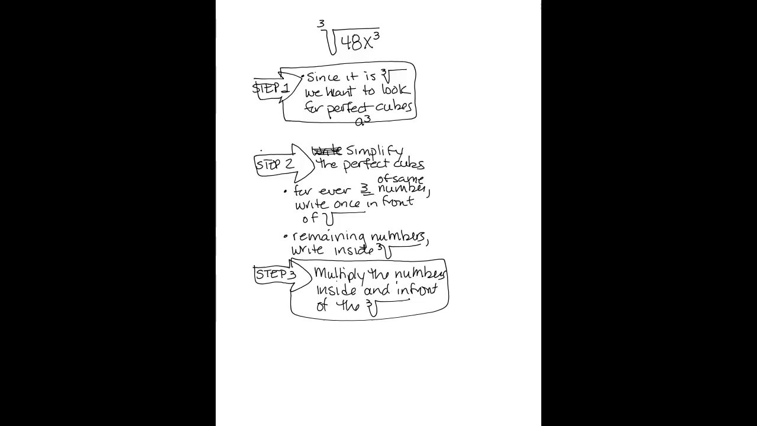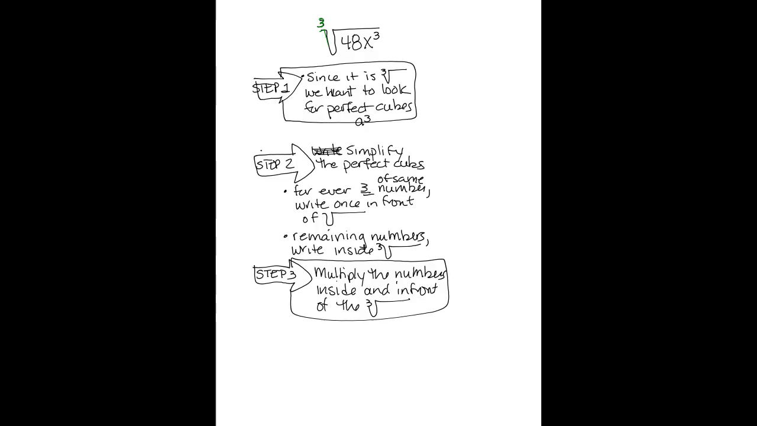Alright, next I want to do something similar. Instead of the square root of 48x to the third, it's going to be the cube root of 48x to the third, because we have this 3 above the radical sign. It's very similar, but instead of perfect squares, we're going to look for perfect cubes, or numbers that are factors that we see 3 times.